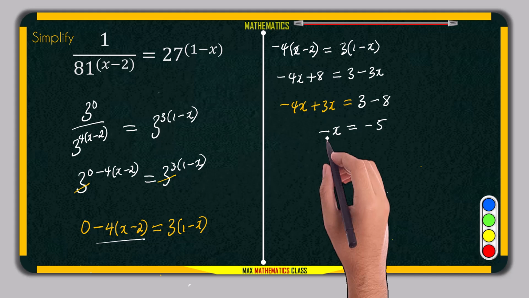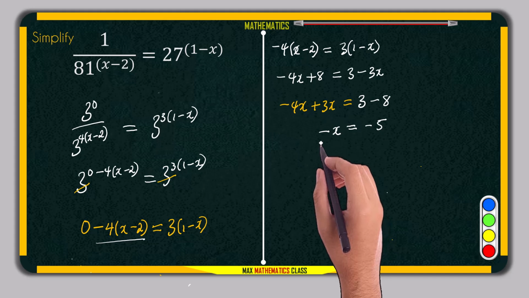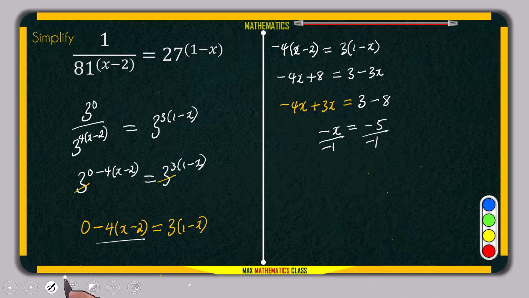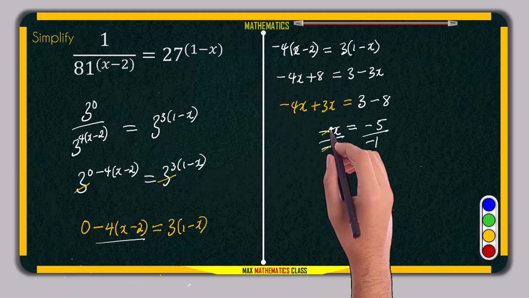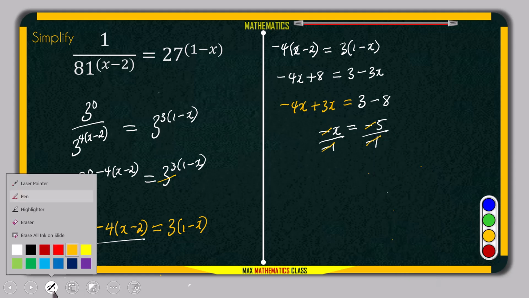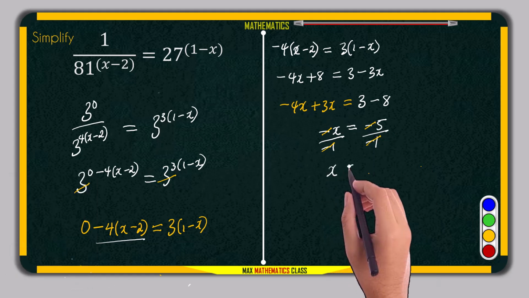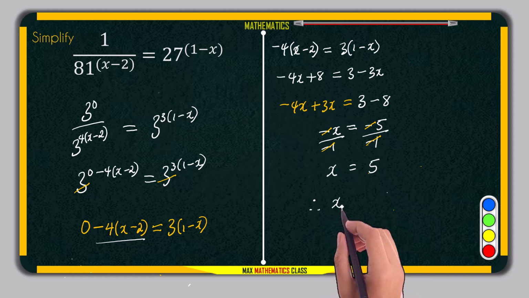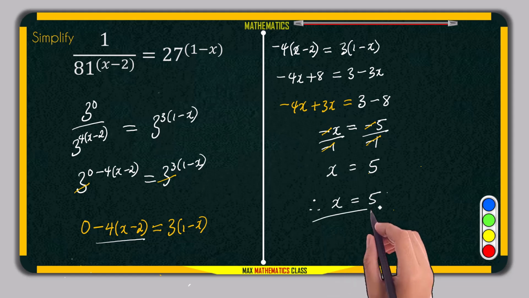So we are going to use the coefficient of x, which is minus 1, to divide both sides of the equation. Here we divide by minus 1, here also by minus 1, so we are going to clear the minus. This minus cancels out this, and this minus also cancels out this. x now will be equal to 5. In conclusion, therefore, our x is equal to 5.